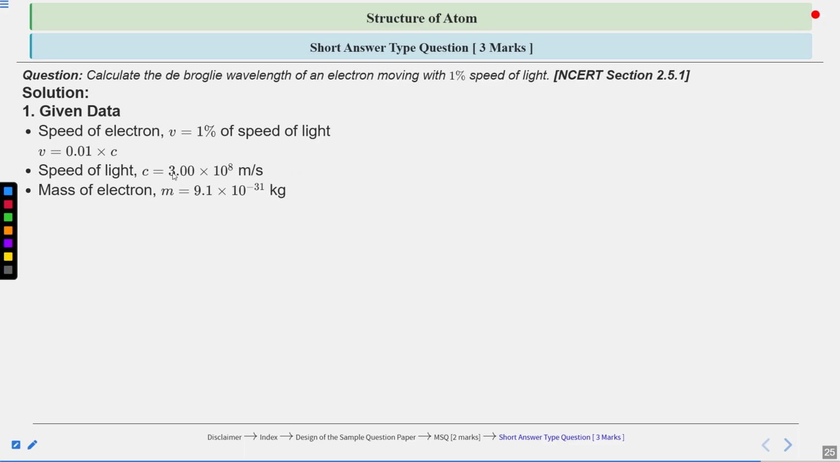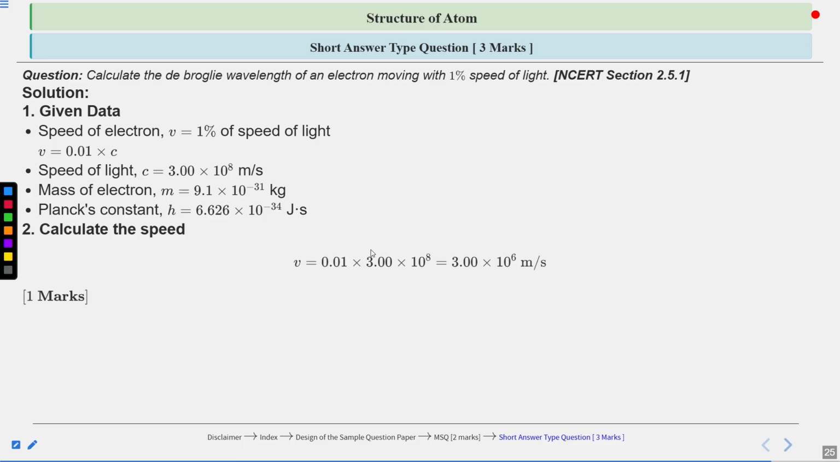But what are the things that we require for the de Broglie wavelength? It is mass, velocity, and Planck's constant. The mass of the electron is 9.1 × 10^-31 kg, and Planck's constant is 6.626 × 10^-34 joule second. Now let us calculate the speed. If it is 0.01 of this, we can write it as 3 × 10^6. Very easy: 10^8 divided by 10^2 gives 10^6.